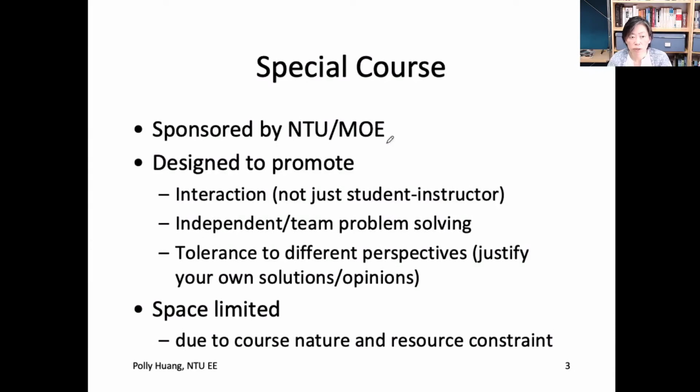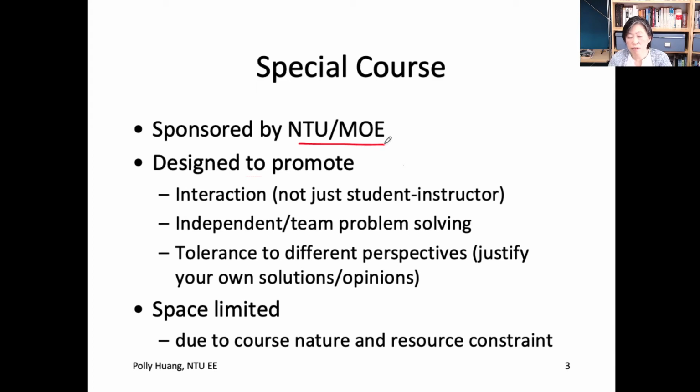Now, before we start with the class admins, allow Polly to communicate the philosophy behind the course's design. And to be honest, this is a course that's a little experimental and sponsored by the Ministry of Education. And it's quite different from the other courses offered in NTU, which are more lecture, homework, lecture, homework, lecture, exam, and then the cycle repeats itself.